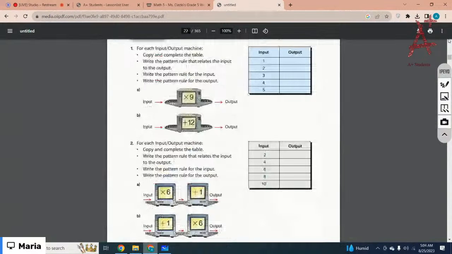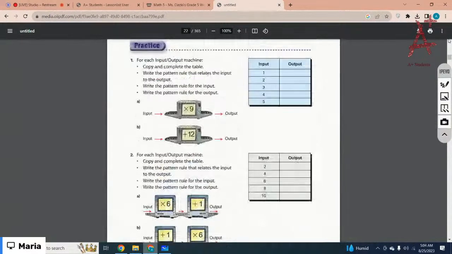For each input output machine, copy and complete the table. Write the pattern rule that relates the input to the output. Write the pattern rule for the input, write the pattern rule for the output. Okay, so let's look at the first input machine.